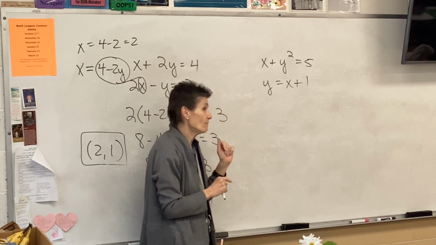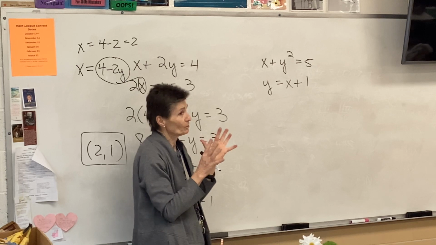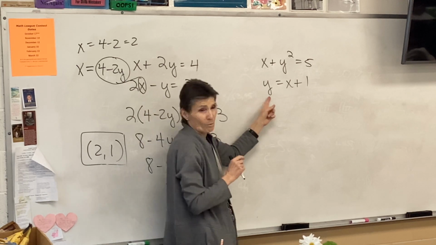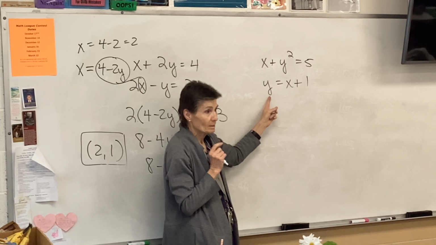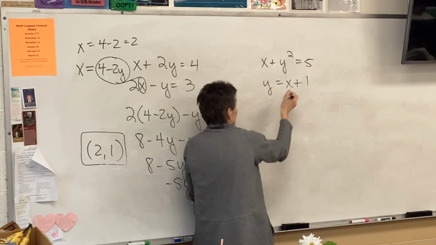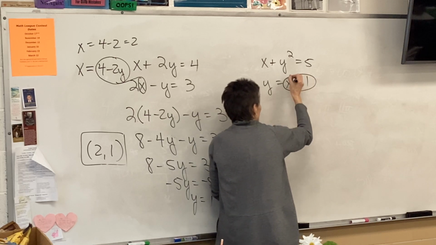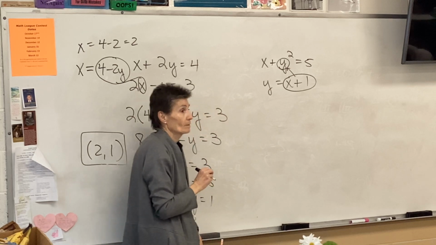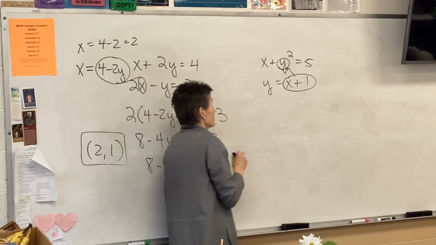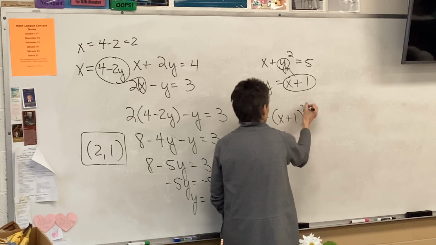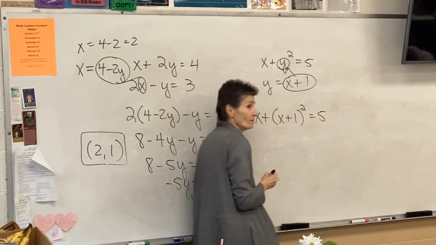Let's do the same thing with this one. It makes no difference, you guys, which variable you get by itself. But this one's already by itself, isn't it? So doesn't it make sense to take this and plug it in here? So I'll have (x plus 1) squared equal 5.